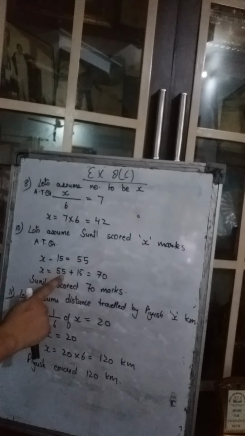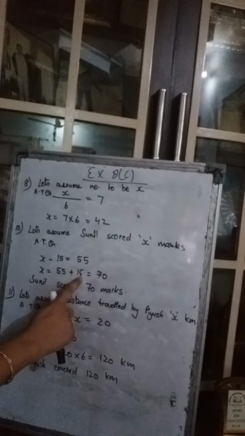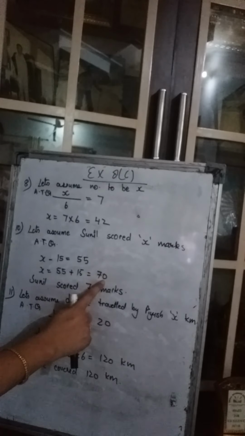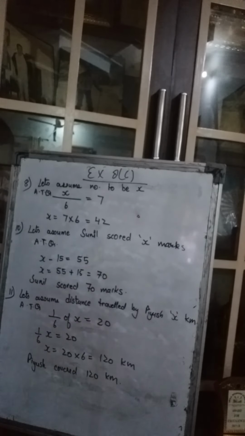x is equal to 55, right? Whatever is there after equal to, 55. 15 take on the other side, it will become plus 15, which is equal to 70. So Sunil scored 70 marks. Clear?